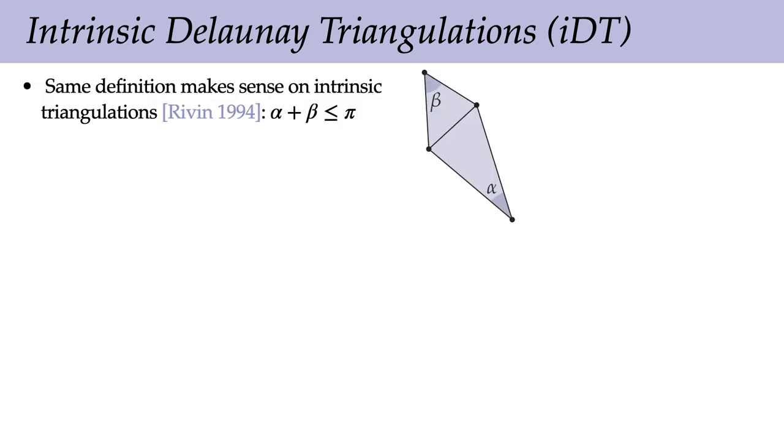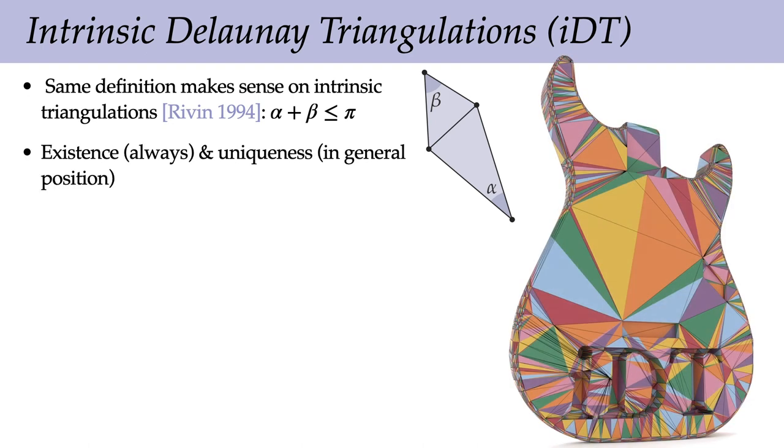Now let's return to talking about intrinsic triangulations. In the intrinsic setting, we can use the exact same definition. An intrinsic triangulation is Delaunay if every edge has opposite angle sum at most pi. Amazingly, every surface mesh has an intrinsic Delaunay triangulation, and it's generally unique just as in the plane.